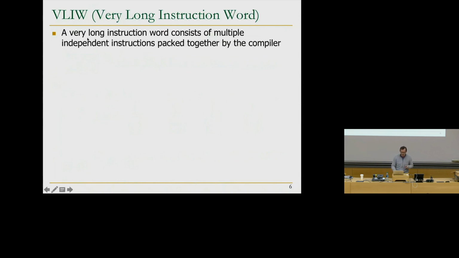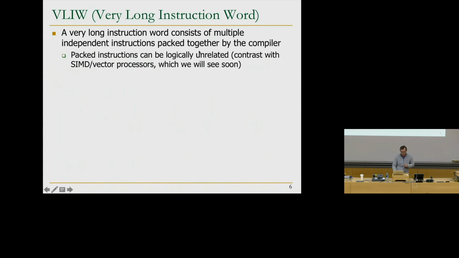Okay, so basically what is a very long instruction word? It consists of multiple independent instructions packed together by the compiler. Packed instructions can be logically unrelated. One of them can be an add, load, multiply, divide. They can be completely unrelated to each other. And you will see the difference from SIMD or GPU-like architecture soon. In SIMD and vector processors, you can still fetch and execute multiple instructions per cycle, but the instructions need to be exactly the same.